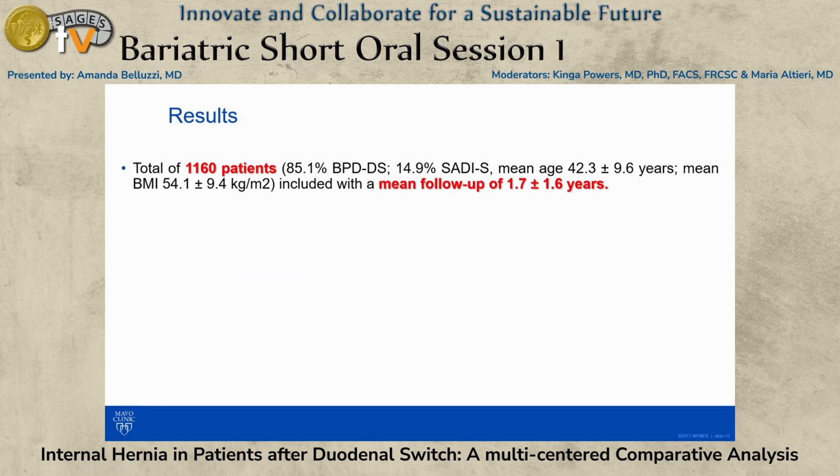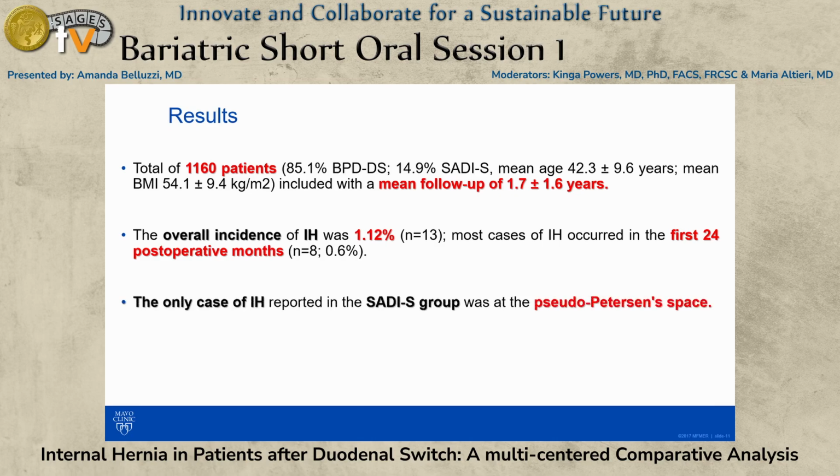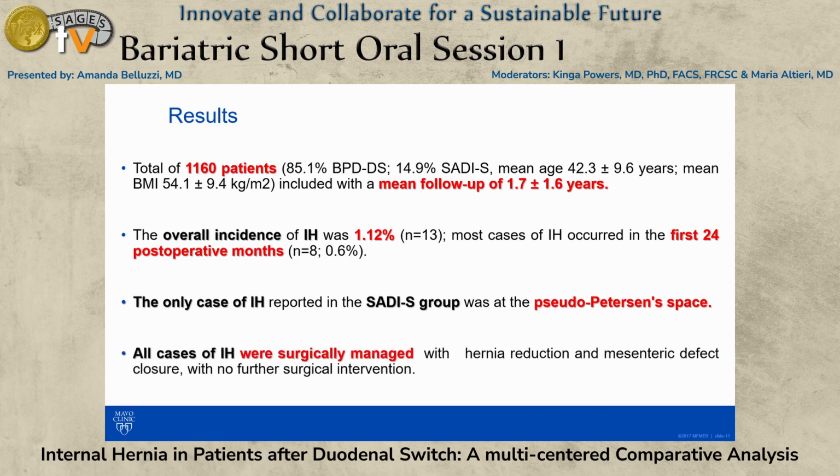With a total of more than 1,100 patients with a mean follow-up of 1.7 years, the overall incidence of internal hernia was 1.12% of cases. Most cases of internal hernia occurred in the first 24 postoperative months. The only case of internal hernia detected in the SAGES group was at the pseudo-Petersen space.